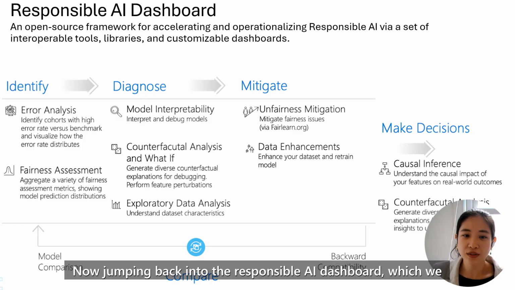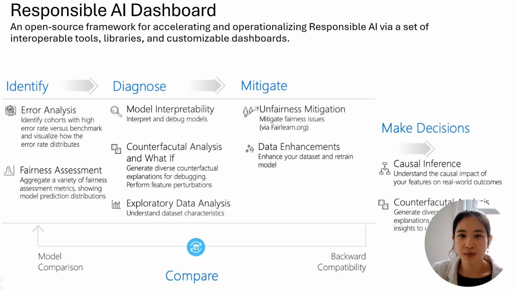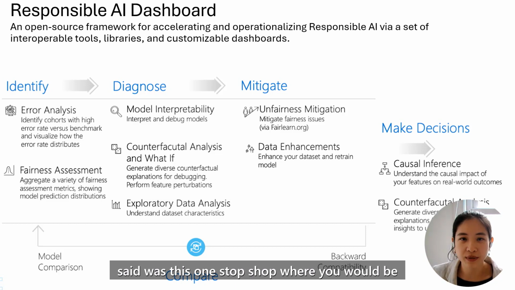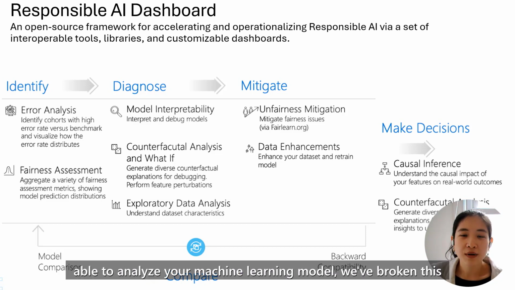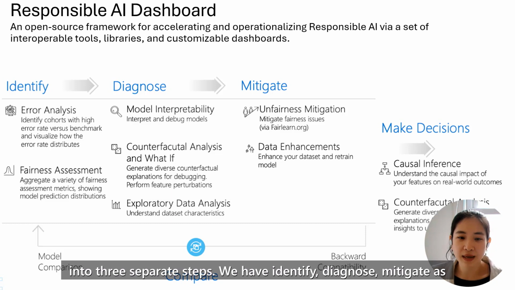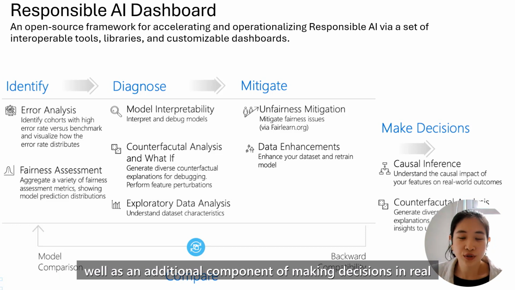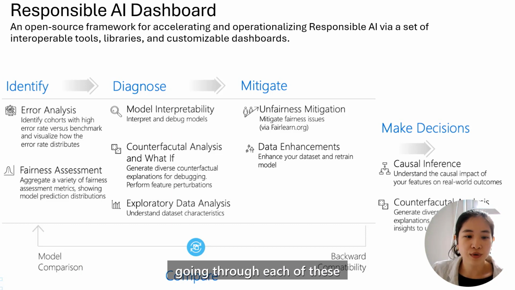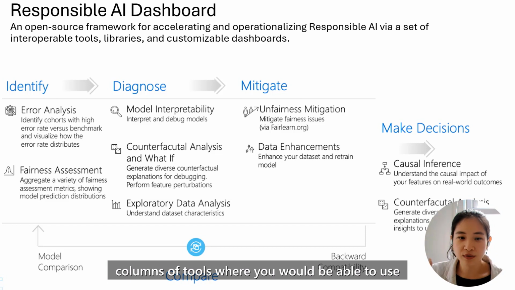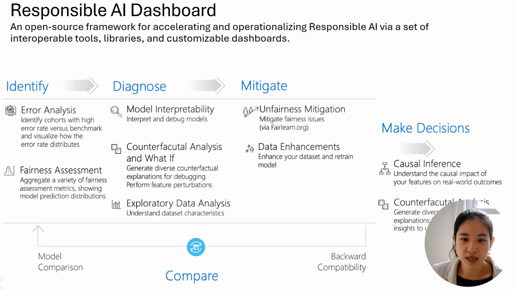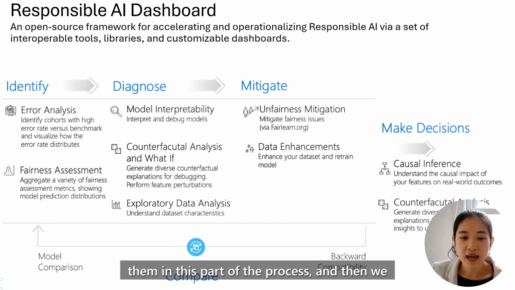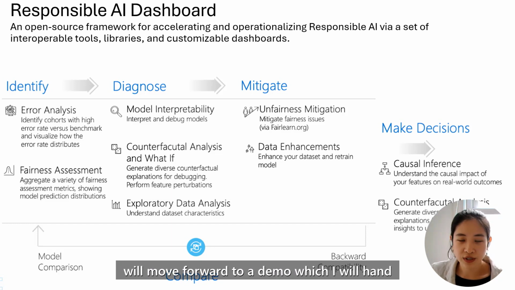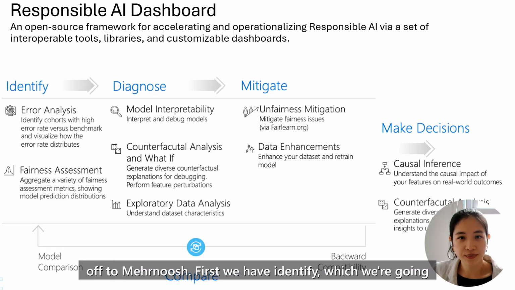Now, jumping back into the Responsible AI dashboard, which we said was this one-stop shop where you would be able to analyze your machine learning model, we've broken this into 3 separate steps. We have identify, diagnose, mitigate, as well as an additional component of making decisions in real-life scenarios and real-life policy interventions. So we'll be going through each of these columns of tools where you would be able to use them in this part of the process. And then we will move forward to a demo, which I will hand off to Mehrnoosh.